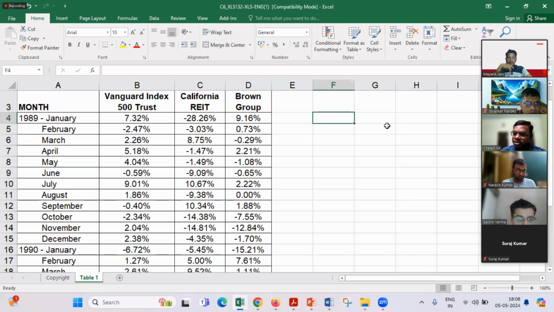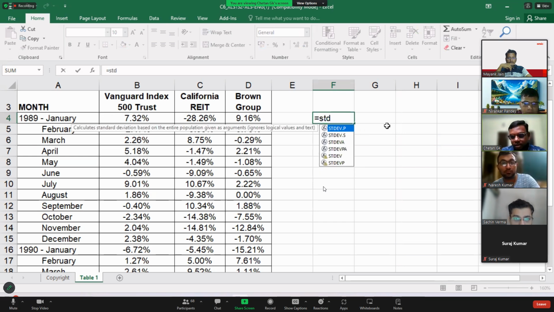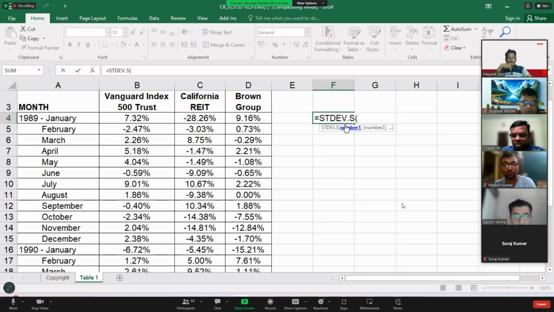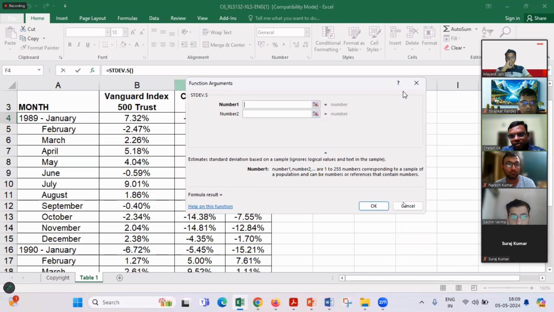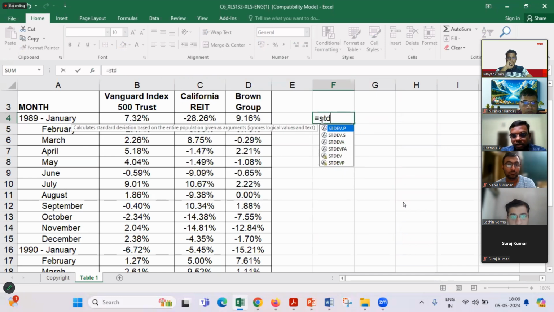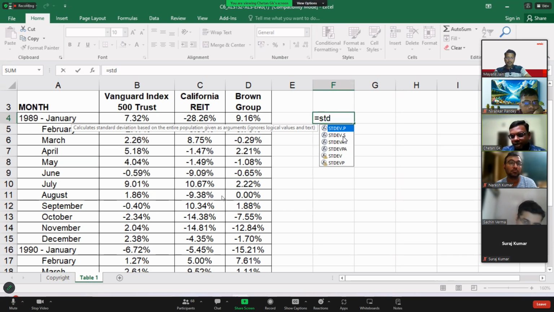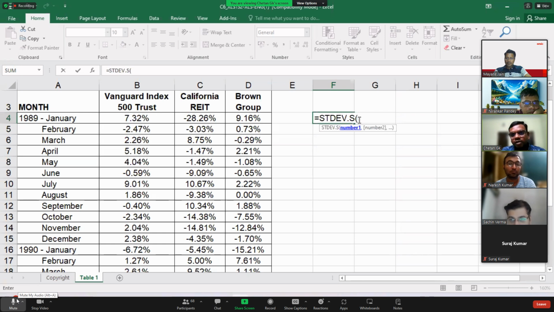So let us compute the standard deviation in just one step. How to compute standard deviation? STDEV.S, where S stands for sample standard deviation. There is also STDEV.P, where P is for population. Normally in finance we only deal with a particular amount of data, so we always pick the sample standard deviation, which has dot S.